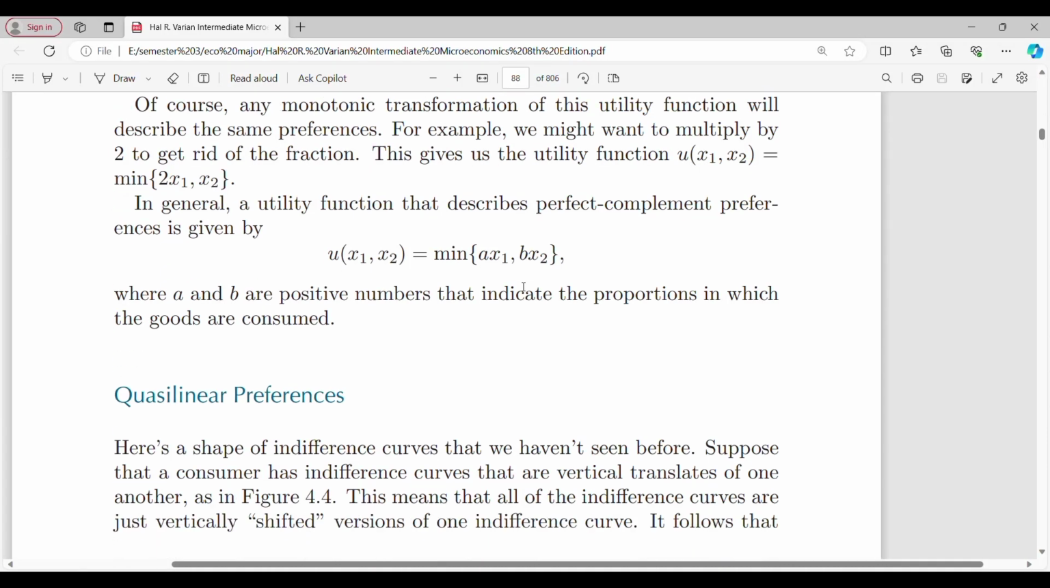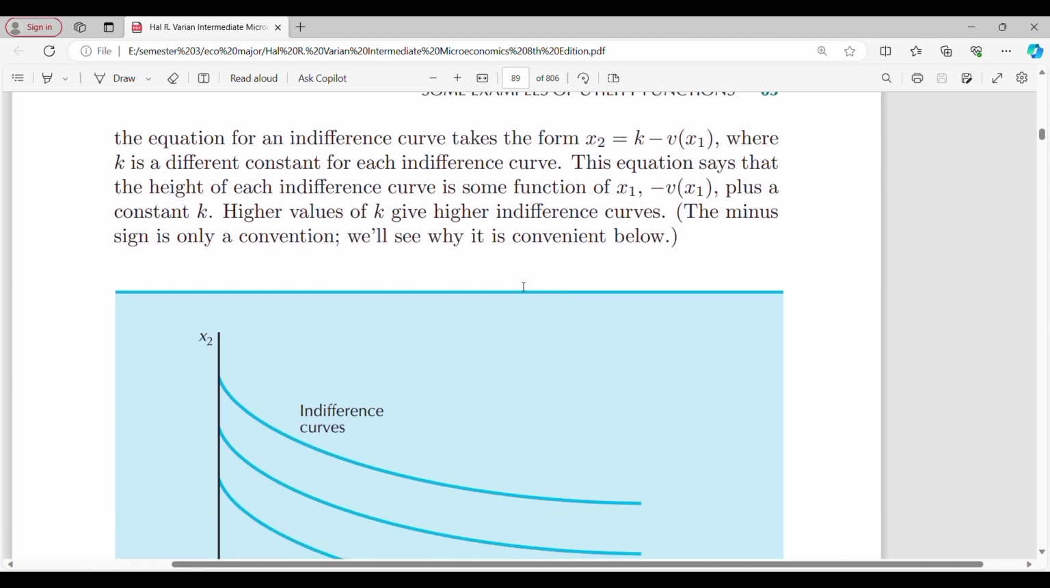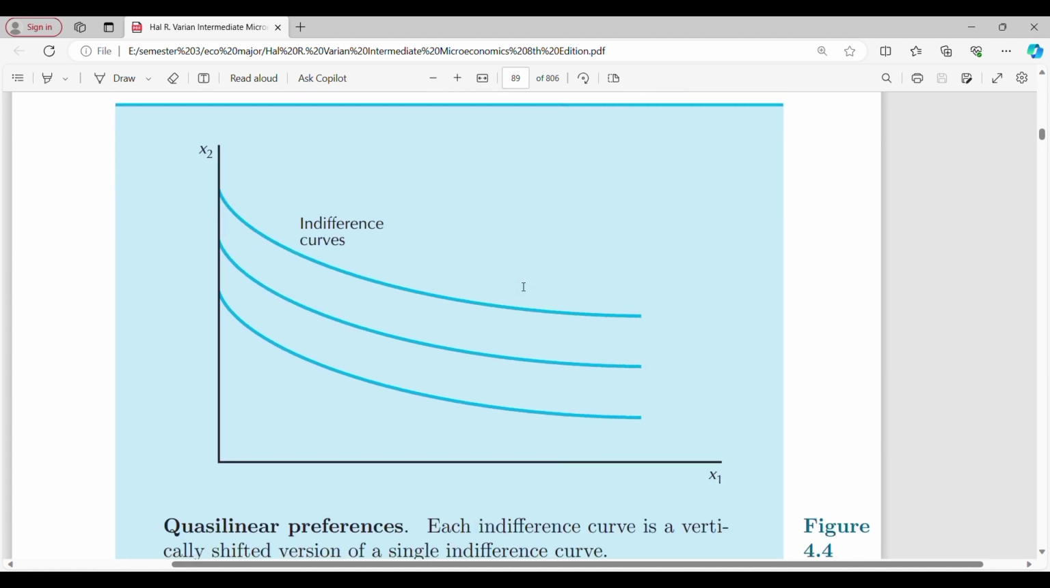Quasi-linear preferences. So this is a kind of IC that we haven't seen before. Suppose that a consumer has IC that are vertical translates of one another, that is, like this. What does this mean? This means that all of the IC are just vertically shifted versions of one IC.